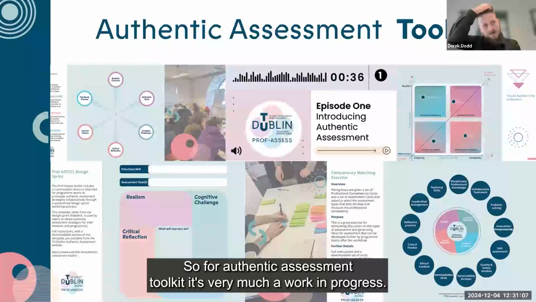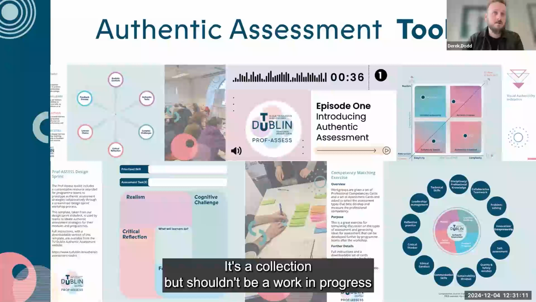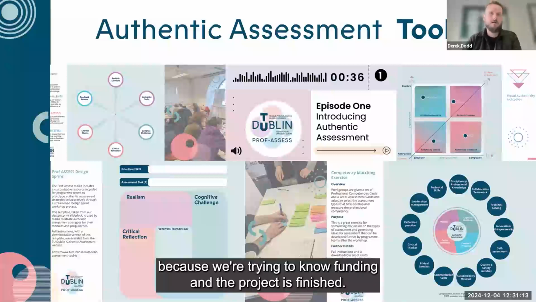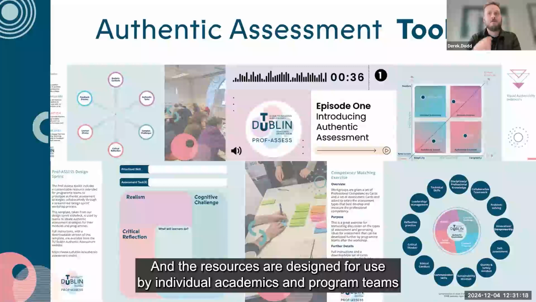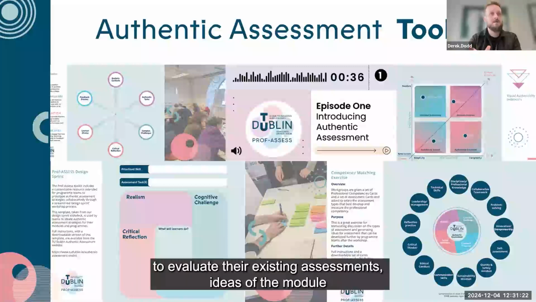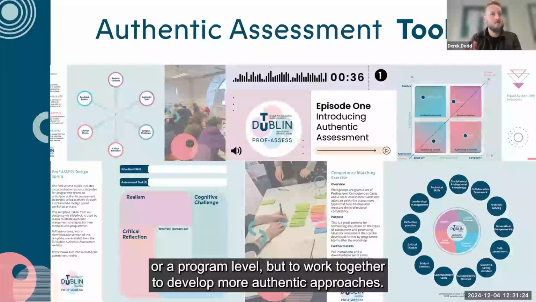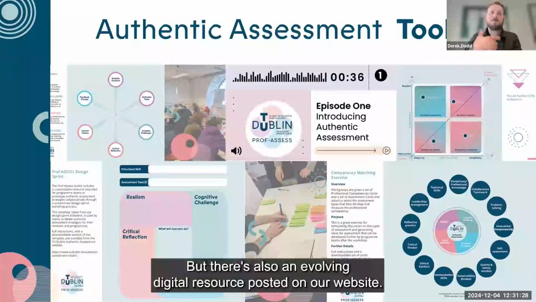So our authentic assessment toolkit, it's very much a work in progress. It shouldn't be a work in progress because we've drawn down all the funding and the project is finished, but we won't get into those setbacks today. The resources are designed for use by individual academics and program teams to evaluate their existing assessments at either the modular or program level, and to work together to develop more authentic approaches. So it exists as a printed booklet, but there's also an evolving digital resource hosted on our website.